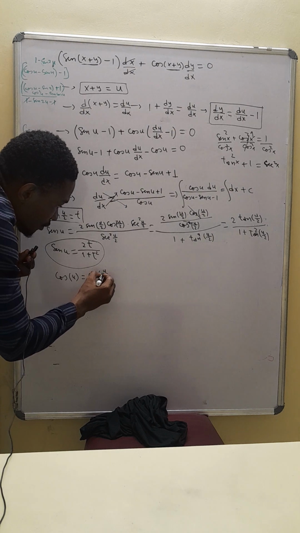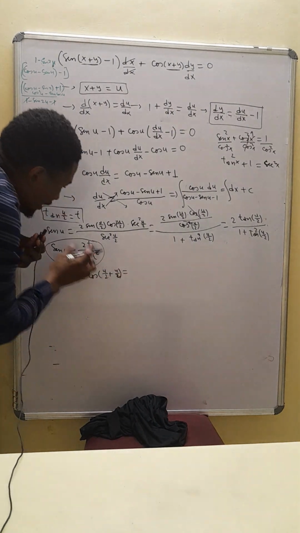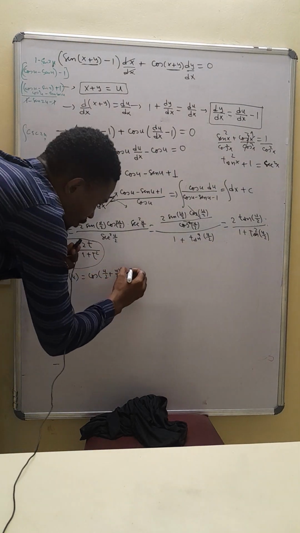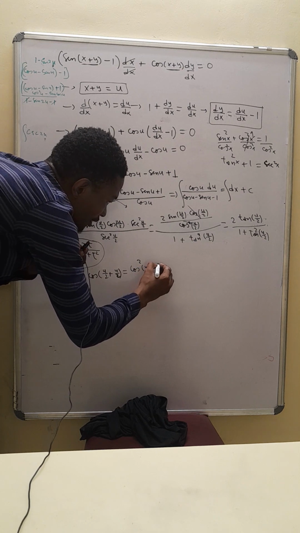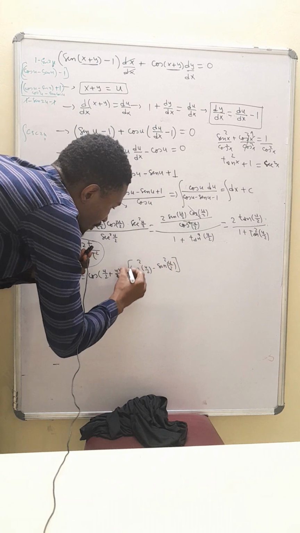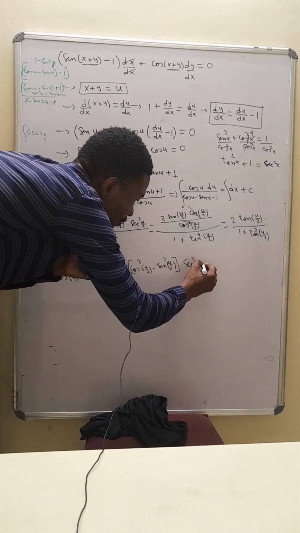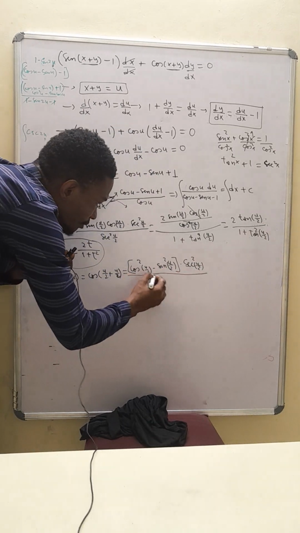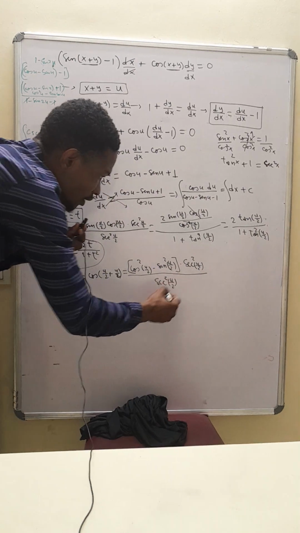cosinus of u by 2 plus u by 2. Okay, the same you can apply for this one, and it will be cos square of u by 2 minus sinus square of u by 2. Now come here and multiply by sec square of u by 2 and divide it all by sec square of u by 2. What will it be?